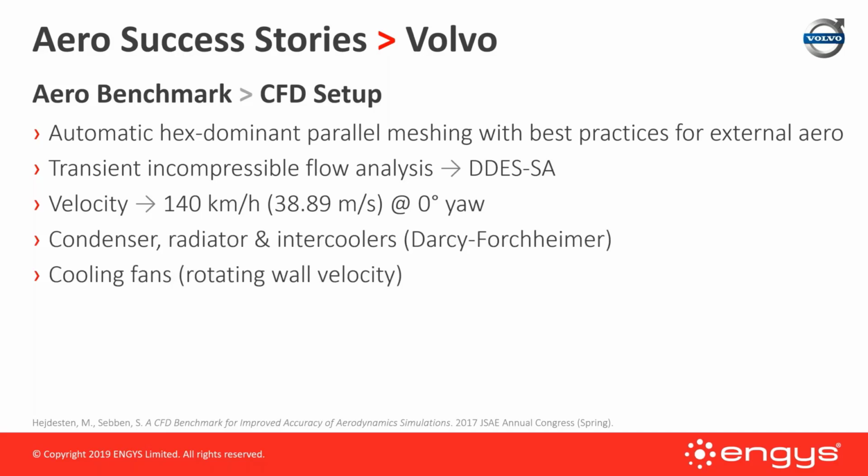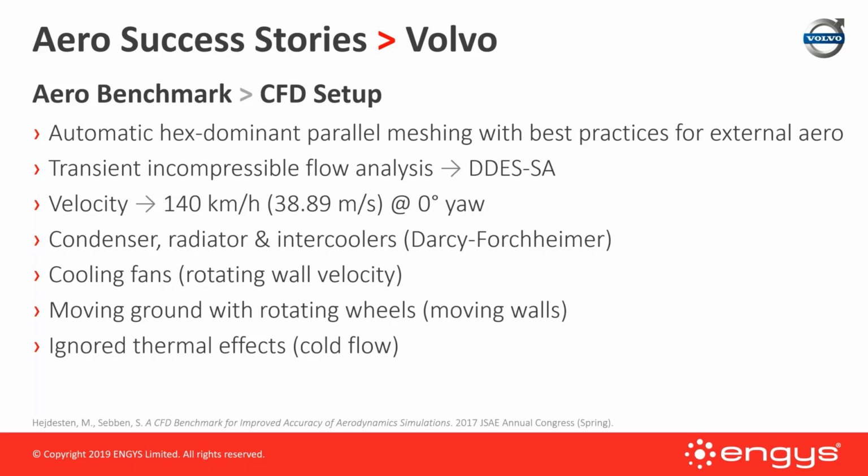And there was a condenser, radiator, and intercoolers, and each one of those was approximated, or modeled, with the Darcy-Forchheimer model. There were cooling fans with rotating wall velocity on each one of these fans, the moving ground with rotating wheels, and the wheels' boundary conditions were the rotating wheel boundary conditions. So the mesh is static, there's no MRF, it's just a boundary condition on the wheel itself. And all of these simulations were cold flow, so we ignored the thermal effects.